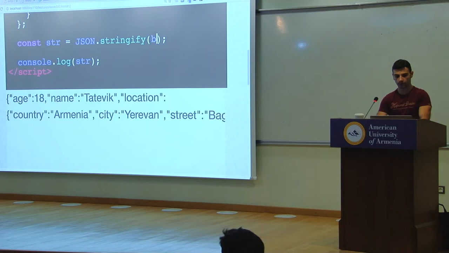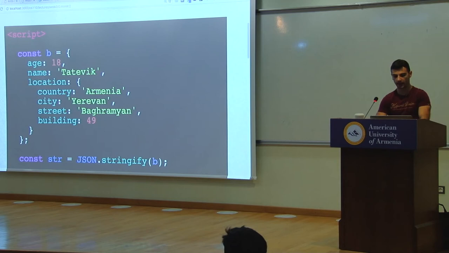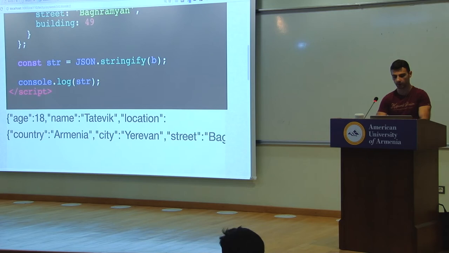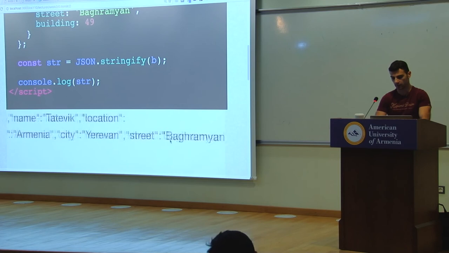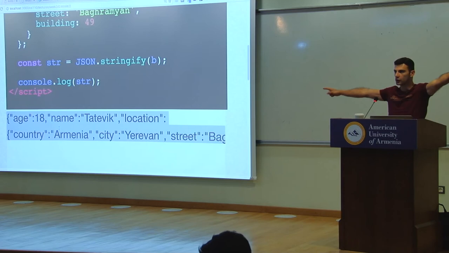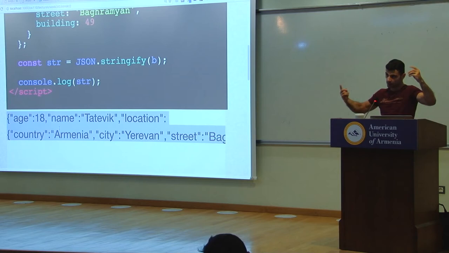Okay, so you see this string here that we printed? Notice how it's the same stuff as here. So B has age of 18, name of Daltevik, and location, which is an object that has a country of Armenia, a city of Yerevan, and so on. This whole thing is just text. It's one long string. Once you have this string, you can then send it as text to the server.